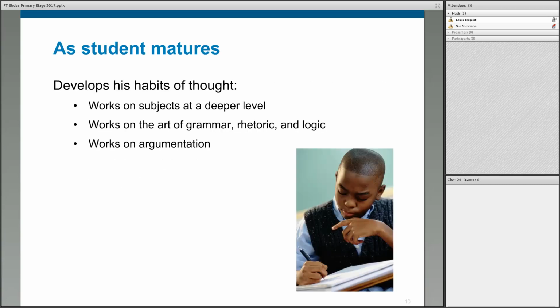As the student matures, he continues to perfect these methods and subjects. He keeps coming back to them at a deeper level, developing his habits of thought. So, for example, in language arts preparation, one is clearly preparing for the trivium done in its fullness. So again, the trivium consists of the arts of grammar, logic, and rhetoric. It's worth noting that each of these has to do with speech in some way or another.